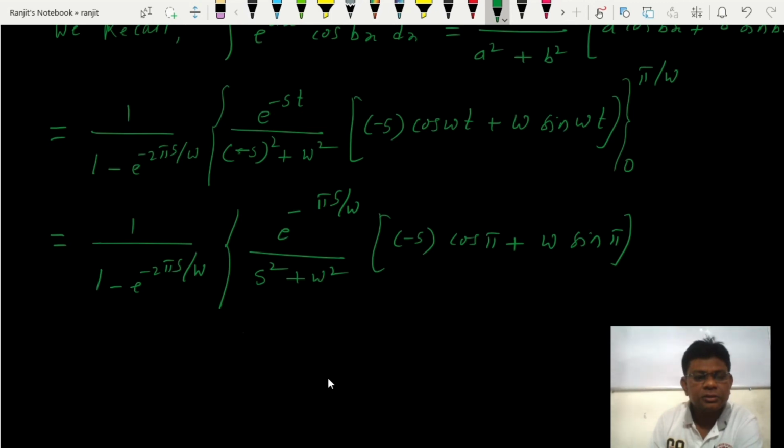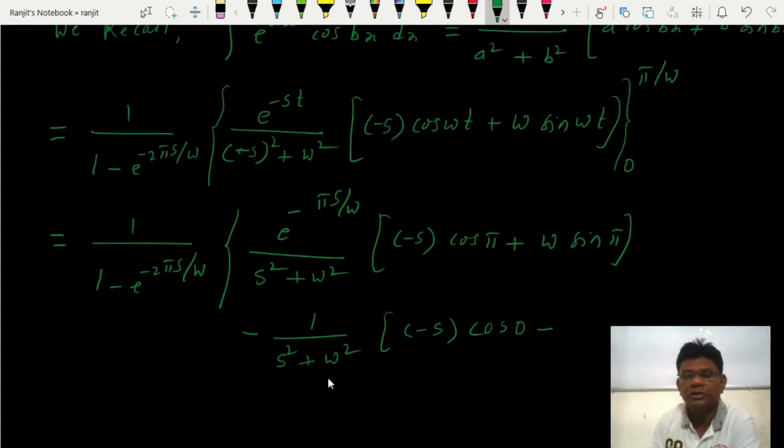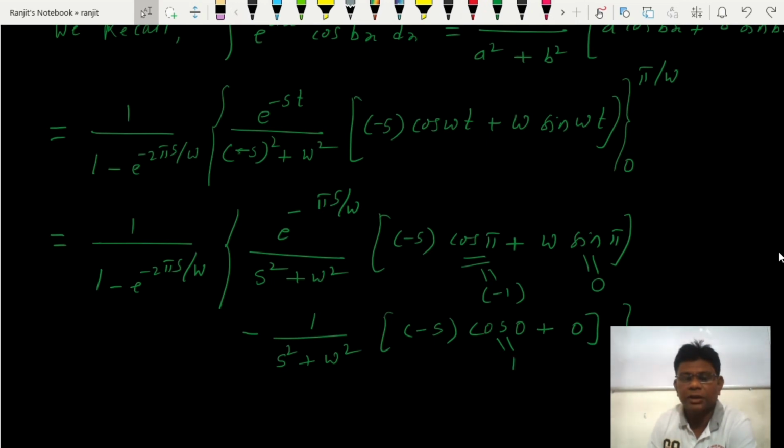Now lower limit: minus e to the power 0, the answer is 1 upon s square plus omega square times minus s cos 0, which is 1, plus omega sin 0, which is 0, and therefore this second term is 0. Now here this cos pi is equal to minus 1, sin pi is equal to 0, and cos 0 is equal to 1.